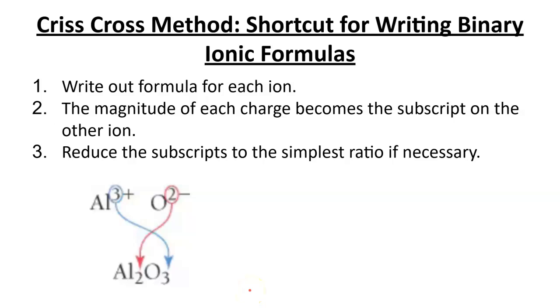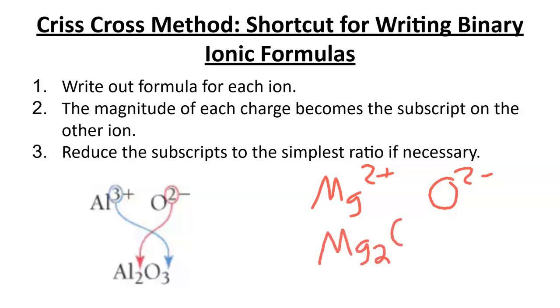Think about magnesium oxide. Magnesium oxide is going to be composed of Mg2 plus and O2 minus. With the crisscross, you might think the formula is Mg2O2. But remember, you have to go with the simplest ratio, MgO.